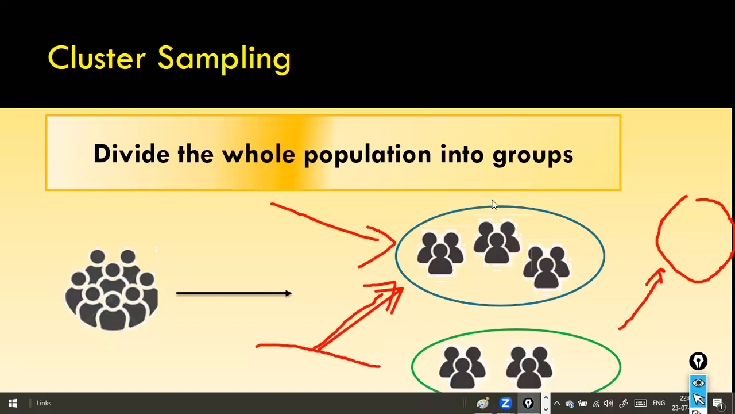All the students from your Mylapore. Okay. So instead of going and collecting the samples from each and every school, or each and every individual from each and every school, what you do is you create a cluster or group. In this cluster, all the schools in Mylapore, all the schools in Adyar, all the schools in Besant Nagar. And then what you do is you take any one of the groups randomly, and then you run a survey with all the people in that specific cluster. This is what cluster sampling is all about.